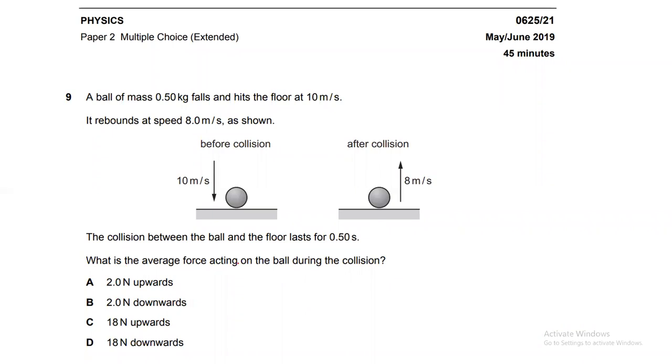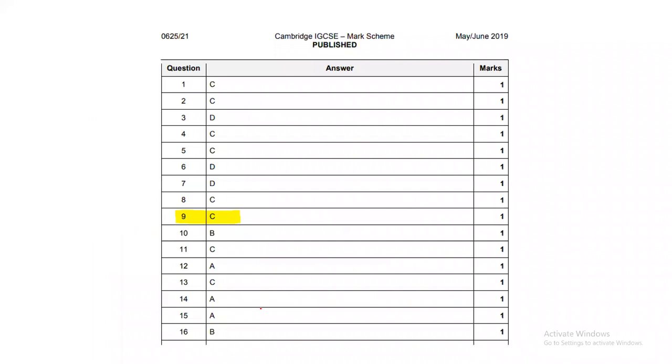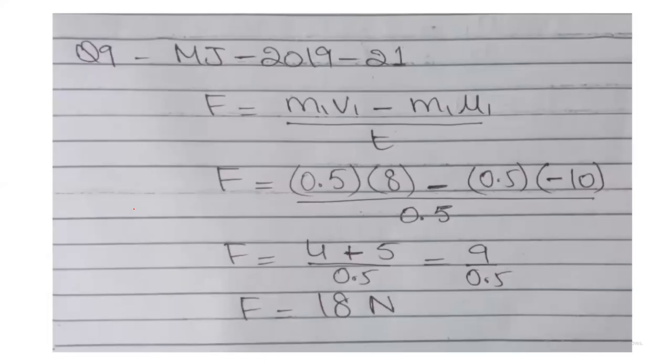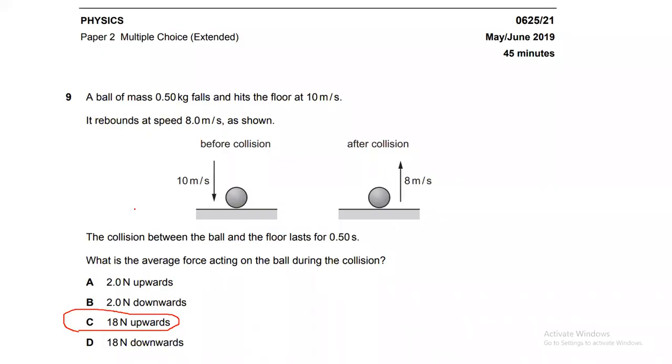And every force acting on the ball during the collision will be in the upward direction. The force acting on the ball will be 18 Newton in the upward direction. So we think C is the choice. Let's see. Question number 9, C is the choice. This is the solution, and this is that question.